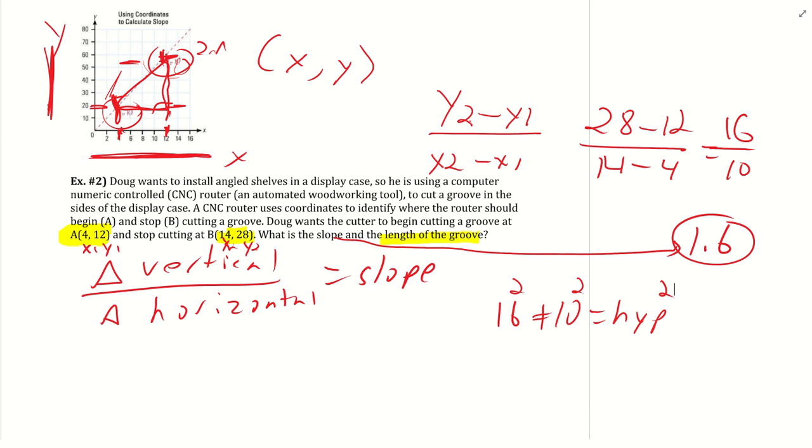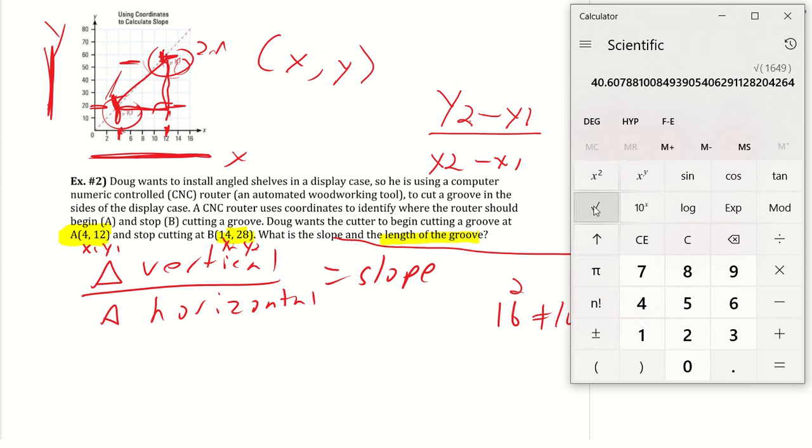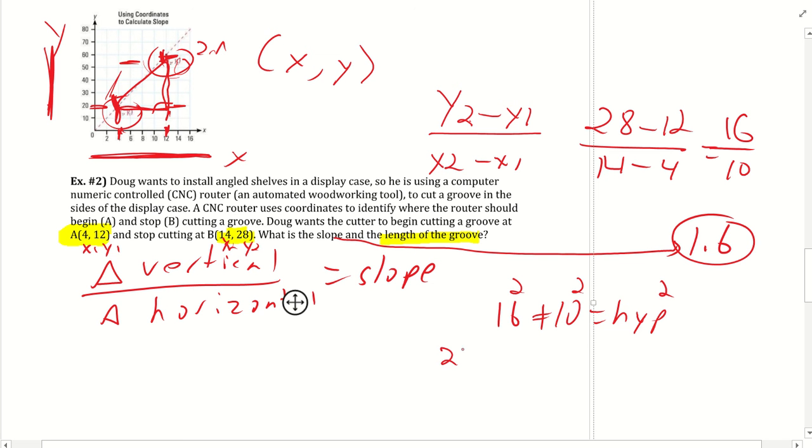We bring up our calculator, and we go 16 times 16, or you can hit 16 squared. Either one's fine. That's 256. So you put 256 here. 10 times 10 is 100. That equals the hypotenuse squared. This would be 356 equals the hypotenuse squared.